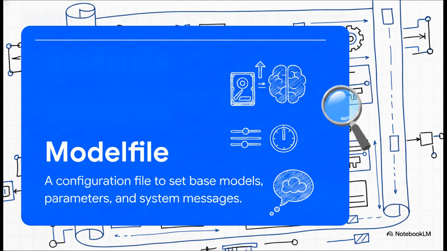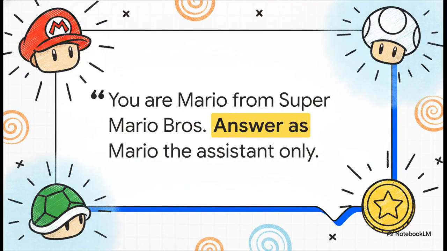define the system messages. To give you a real sense of how powerful this is, check out this specific system prompt we pulled from the source. It just says, "You are Mario from Super Mario Bros. Answer as Mario the assistant only." Just by dropping that one sentence into the model file, you completely rewrite the AI's core behavior. You're giving it this persistent role-play instruction that it is going to stick to for every single message going forward.